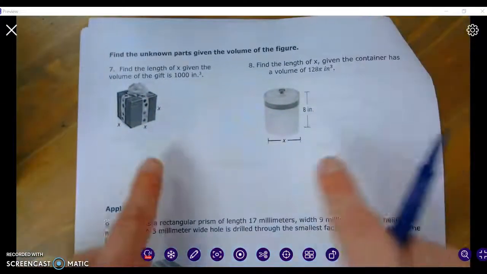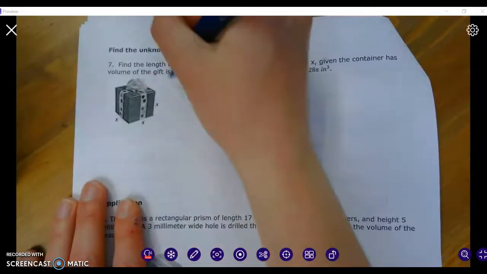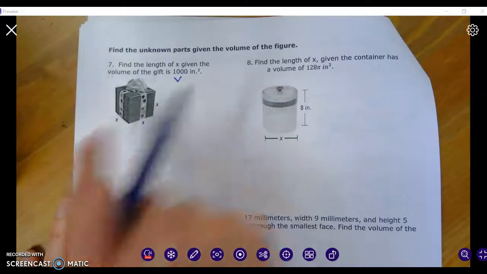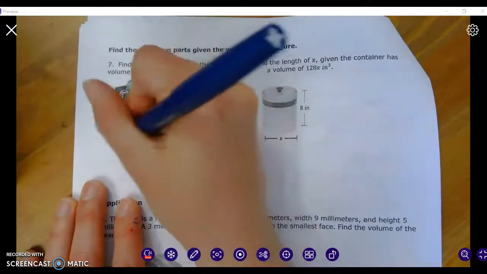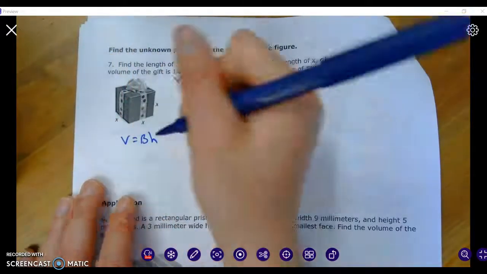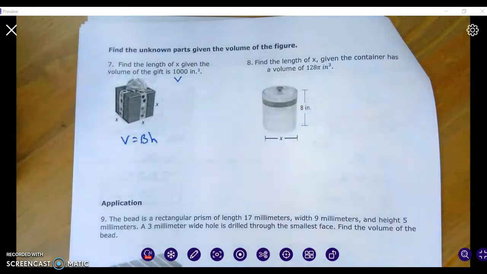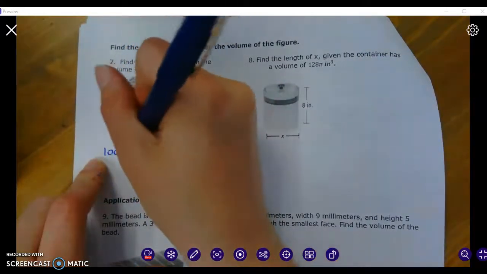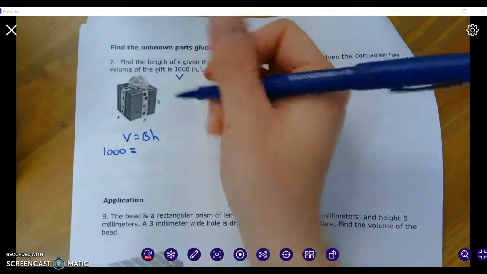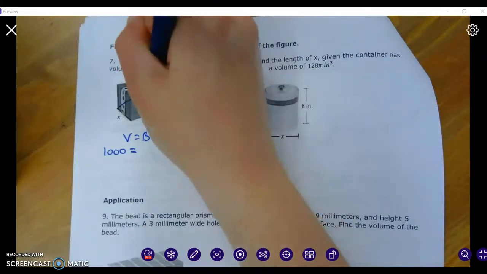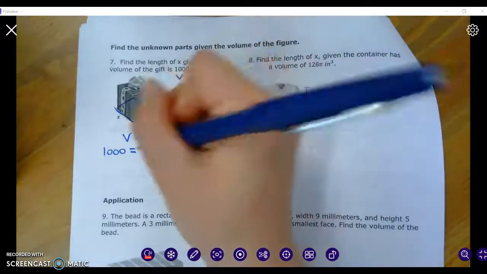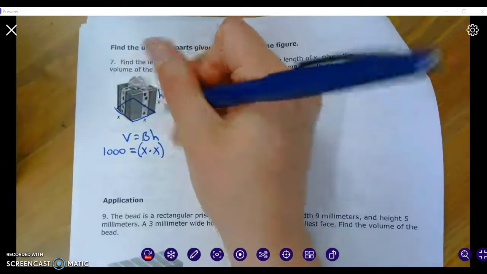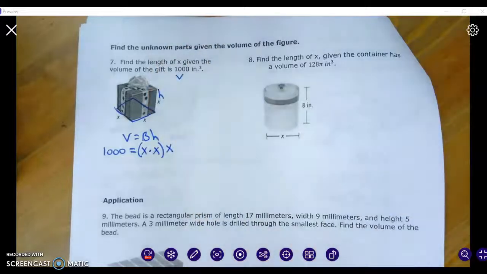Okay, so on these two questions, we are given the volume. So here our volume is 1,000 inches cubed, and we do not know the lengths of the box. So this is a prism, so I'm going to copy down the prism formula. And I'm going to plug in that 1,000 for our volume. And then our base is this square. And to find that area, it would be x times x. And then our height is also x. So we have x's in all the spots.